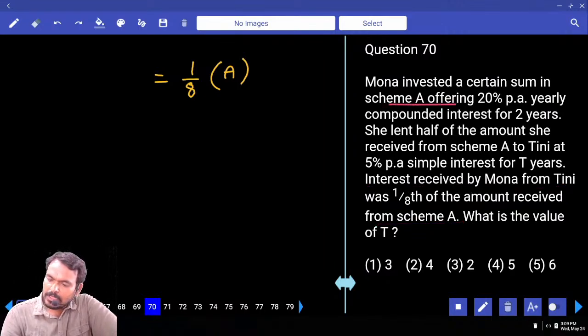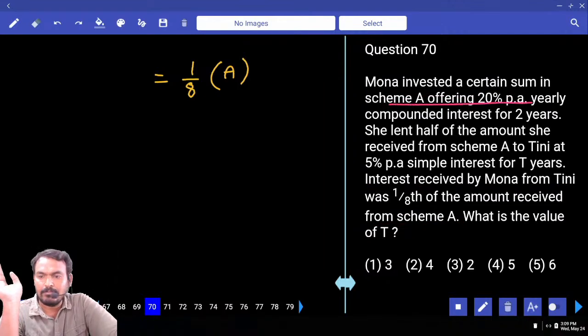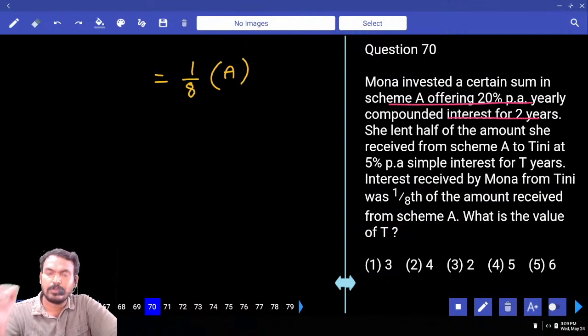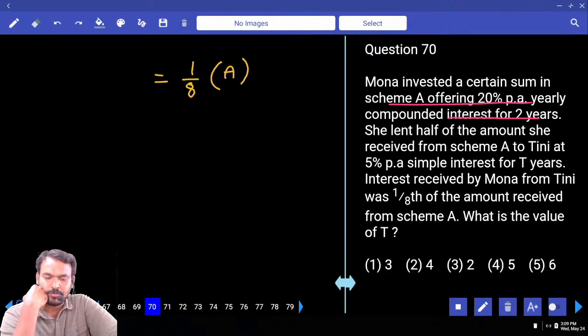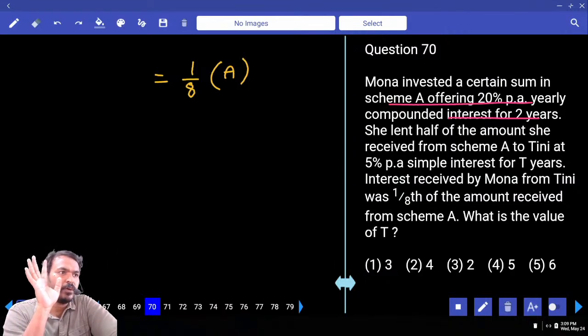First case, Mona scheme A offering 20% per annum for 2 years. Compound interest or simple interest? Compound interest. 20% for 2 years compound interest is 44. Amount 144. Means amount value 144.